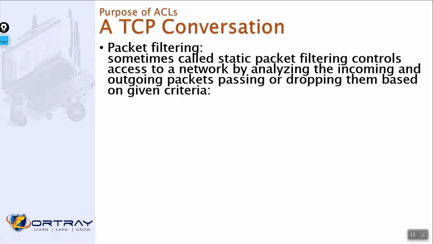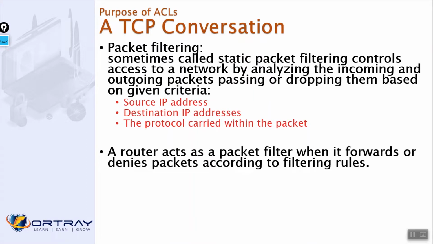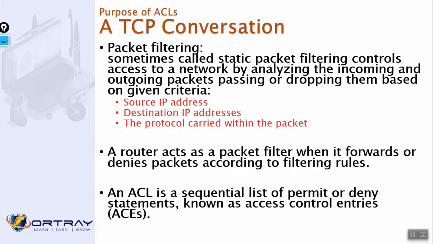Packet filtering, sometimes called static packet filtering, controls access to the network by analyzing incoming and outgoing packets and dropping them based on certain criteria. We can allow or deny traffic based on the source IP, destination IP, and the protocol carried by the packet, like IP, TCP, UDP. A router acts as a packet filter when it forwards or denies packets according to the filtering rules. And an ACL is a sequential list of permit or deny statements known as access control entries.